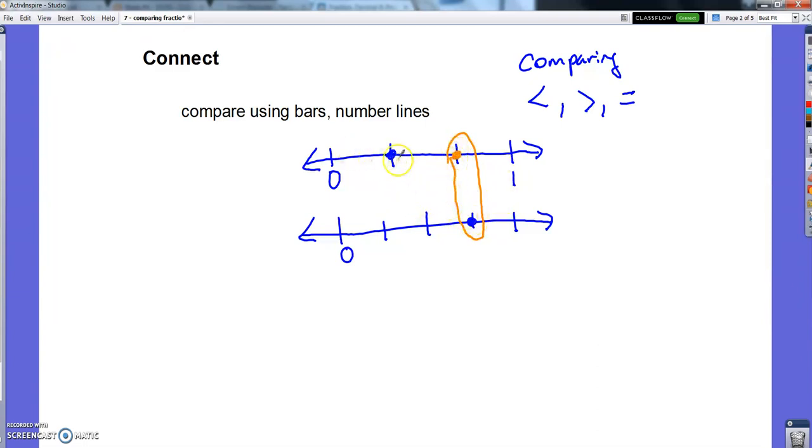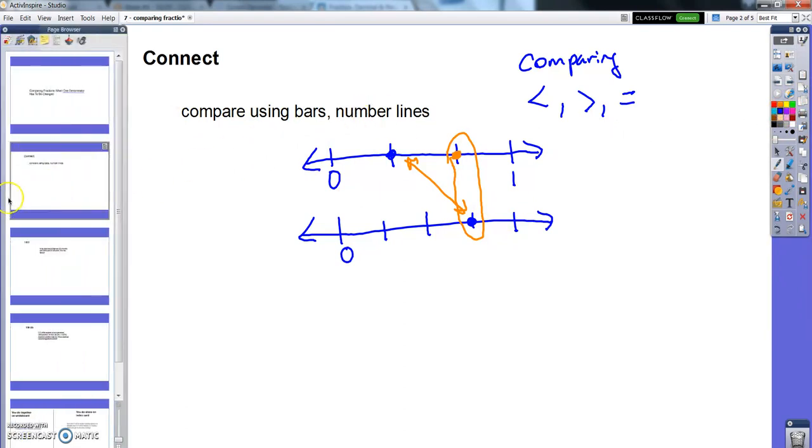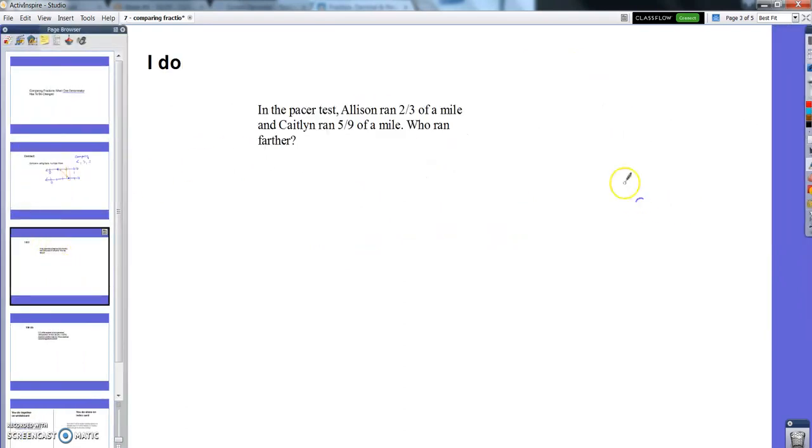So number lines are good when the fractions are not close, but when they are close, a lot of times it's just not a helpful strategy. So I want to show you another one that you can use in any situation, with no fraction bars. So let's look at this question.